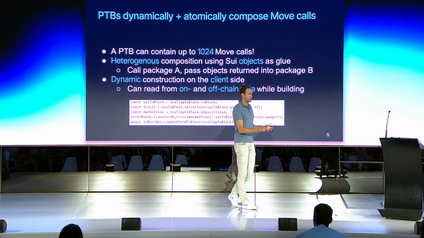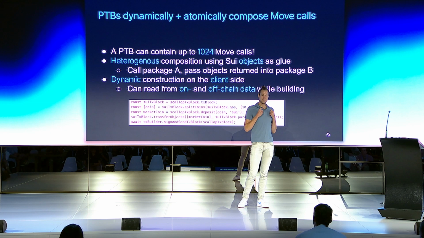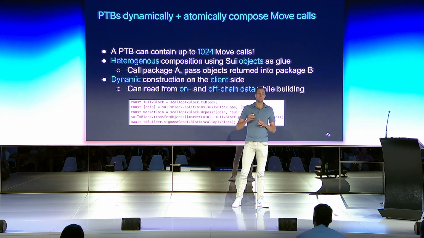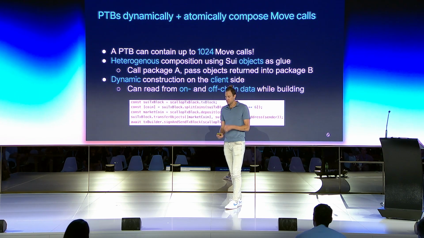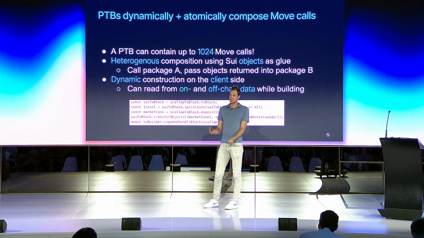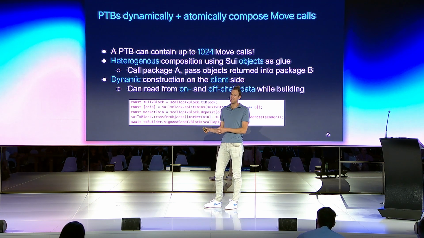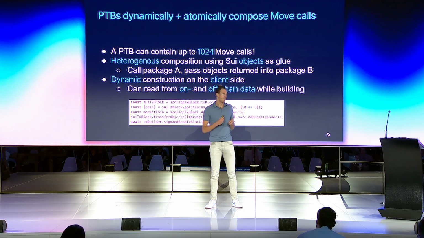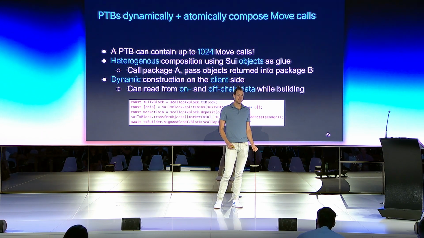PTBs let you dynamically and atomically compose Move calls. So a PTB can contain up to 1024 Move calls. Actually, I think Juicy discovered it's only 1023 because of a bug, but we'll fix that. There, you can do heterogeneous composition of different packages using Sui objects as glue. Package A returns an object. Package B takes an object of that type as input, just like I was showing in the diagram at the beginning.